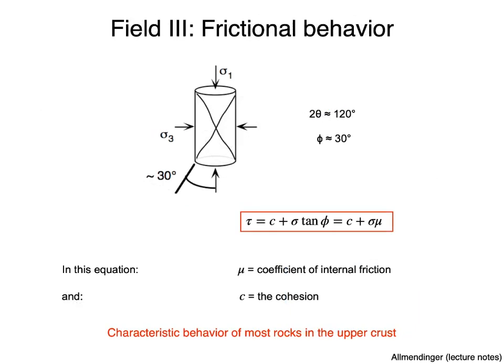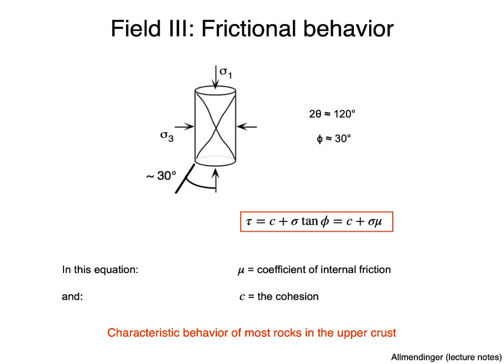Field 3 is the frictional behavior. Here, the fractures are about at 30 degrees from sigma 1, theta is about 120 degrees, and phi is about 30 degrees. There are both normal and shear tractions on the fracture, and therefore the fracture is a shear fracture or fault. The failure envelope in field 3 is described by this equation.